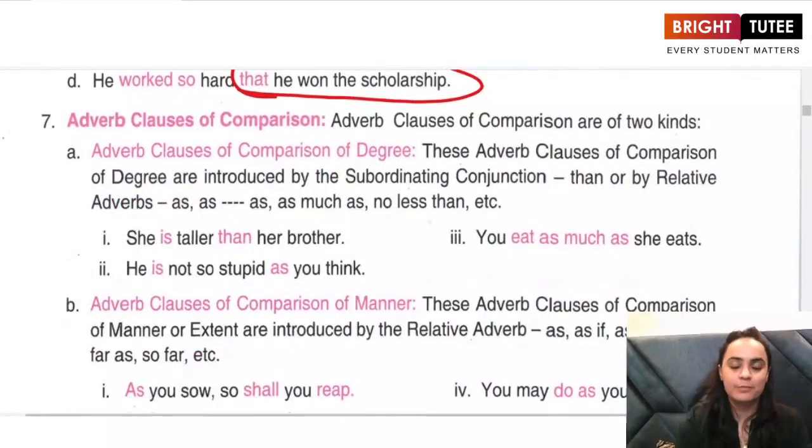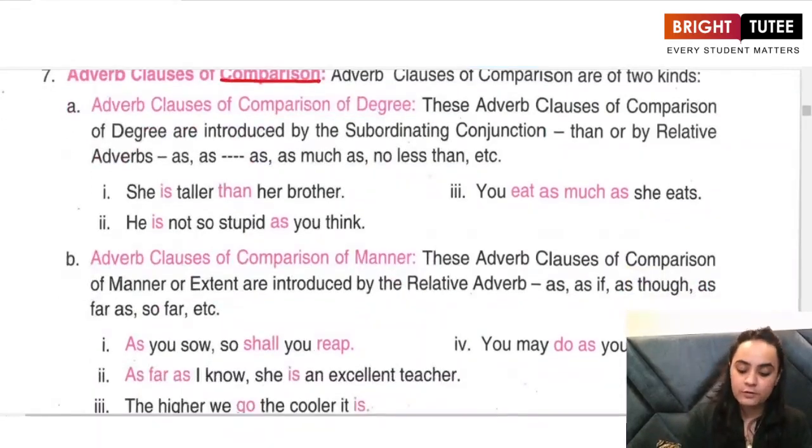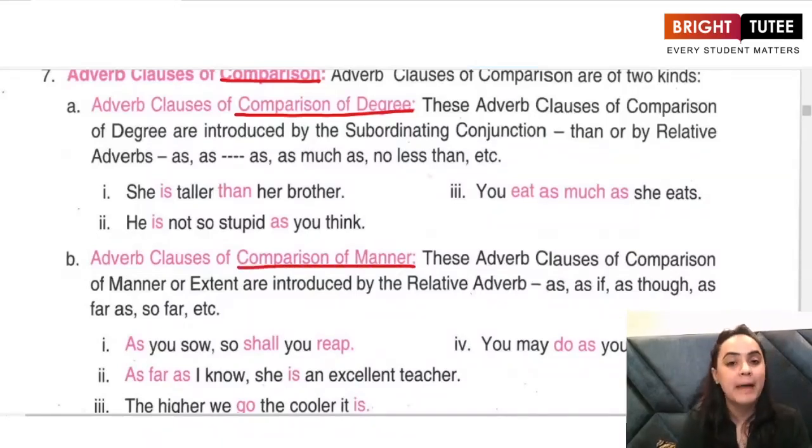The next type of adverb clause is the adverb clause of comparison. Now, the adverb clause of comparison is further subdivided into two parts: the adverb clause of comparison of degree and the adverb clause of comparison of manner. Let us first talk about the adverb clause of degree.